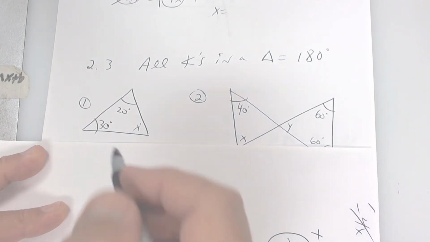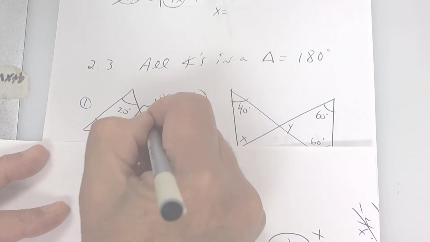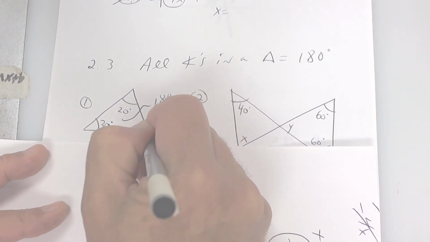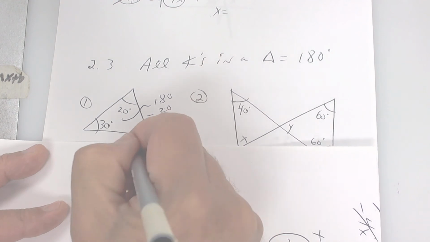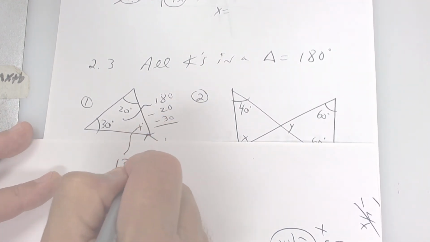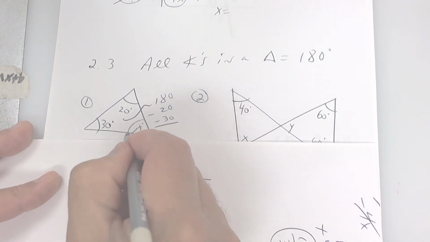All right, take a look at this one. It all adds up to 180. So I subtract 20, I subtract 30, and whatever's left is my answer. That's 50, so it's got to be 130. Now, even though this is 130 degrees, that is not a 130 degree angle.